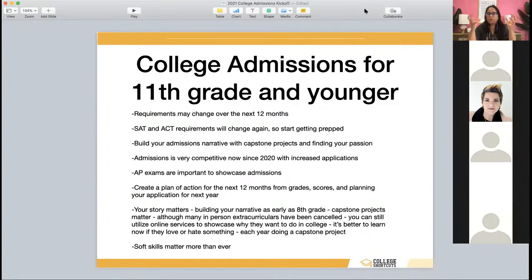And then the big thing I always want to push on, and I've been saying this for years, regardless of all the changes that have happened, is that your story matters. Building your narrative as early as 8th grade, having your capstone projects, and although many things have canceled, this is what truly matters. And I've said this over and over, that the story is more than the scores. Even before everything that happened, scores got you in the door, but if you didn't have a good essay, it just wasn't going to happen.